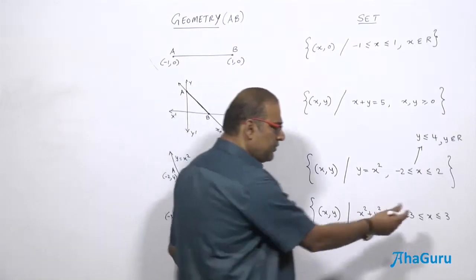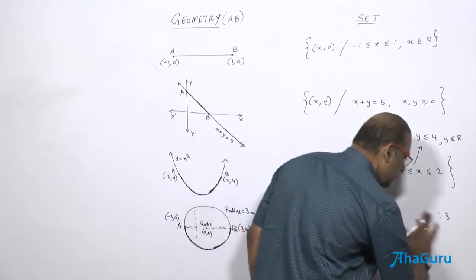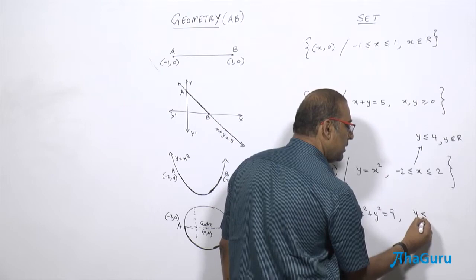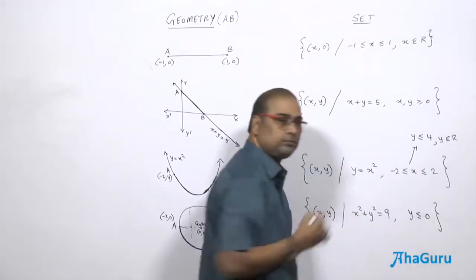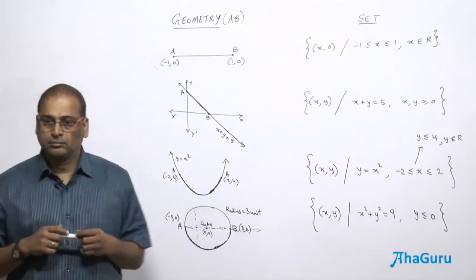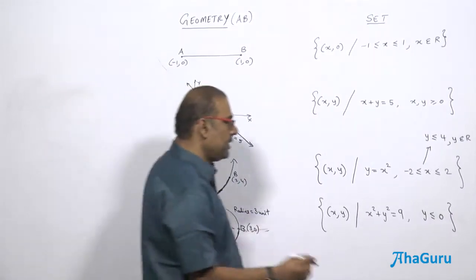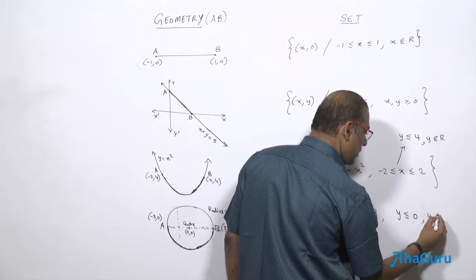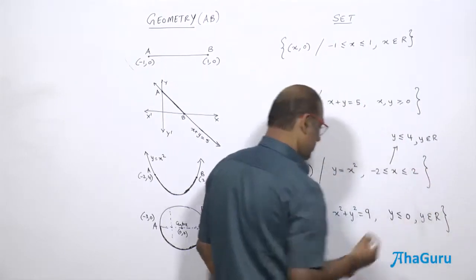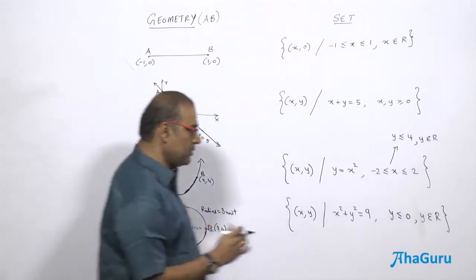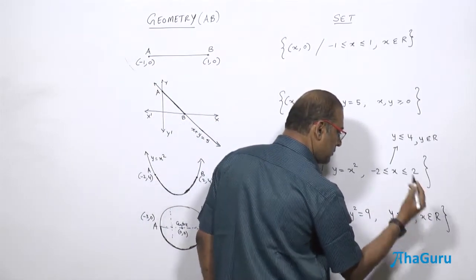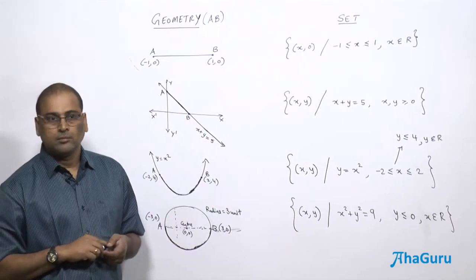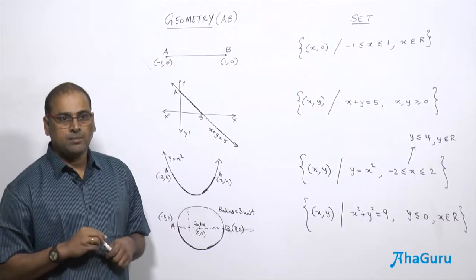So what can you do? Instead of this, the best thing is writing y ≤ 0. Maybe you have to write the reals also, that is, y belongs to real. All of you understood or not?